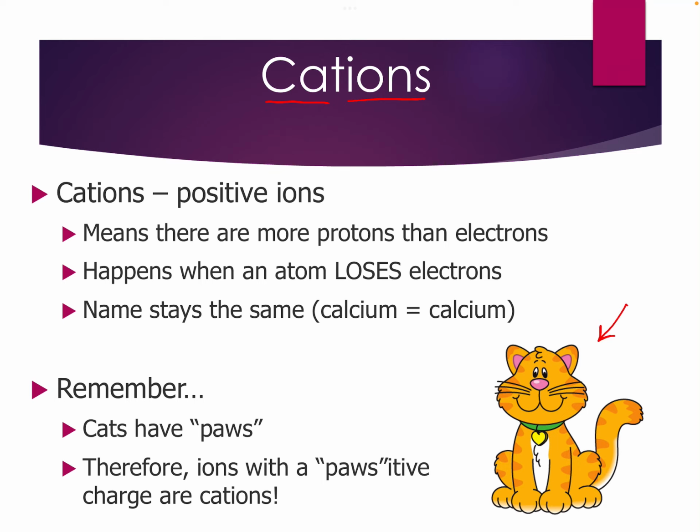So cations are positive ions. And remember, there are more protons than electrons. This happens when the atom loses electrons. So if it loses electrons, it forms a cation. It forms a positively charged ion. And when we name these cations, which we will do, the name stays the same. So it doesn't reflect any charge. So it goes from calcium to calcium. Nothing happens to the name of our cation.